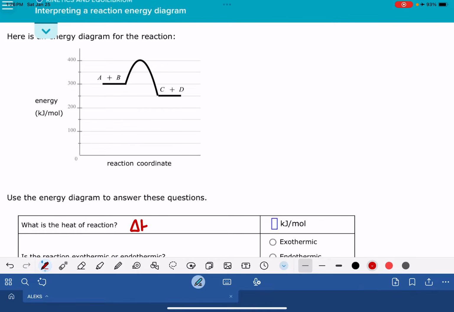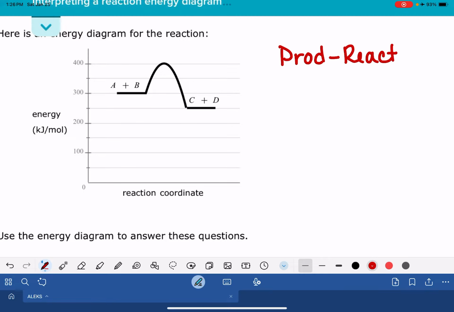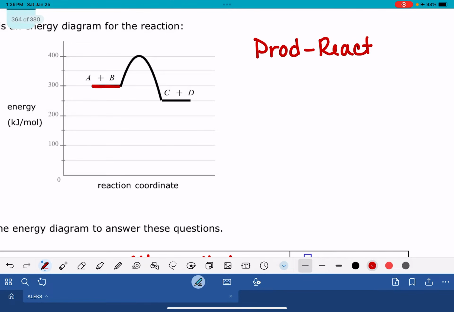This is the same thing as calculating the delta H, or the enthalpy of the reaction, if you are familiar with those terms. And this is given to us by taking the energy of the products and subtracting the energy of the reactants. On the energy diagram, the leftmost plateau is our reactants and the rightmost plateau is the products, because as you probably know, reactions go from reactants to products.